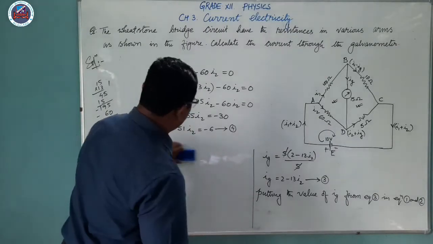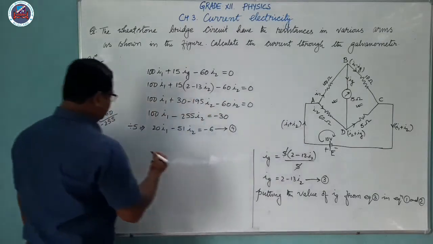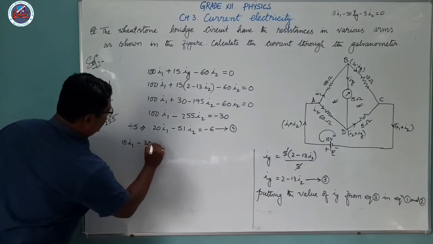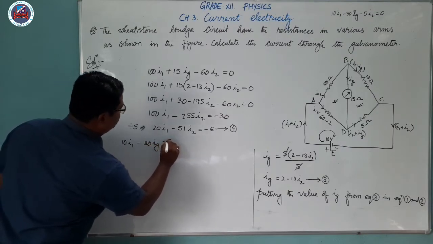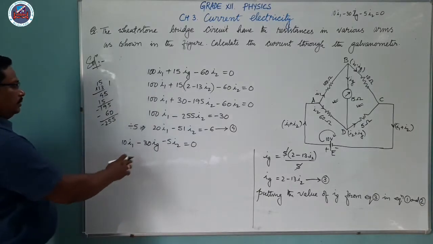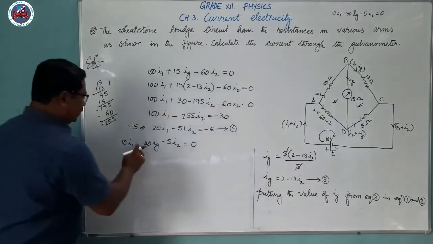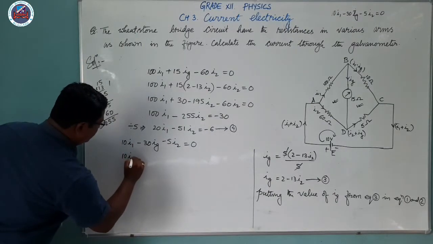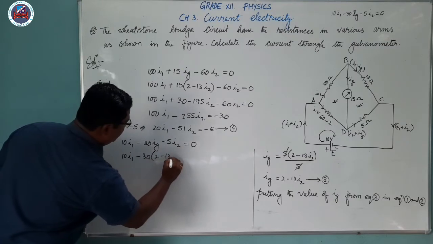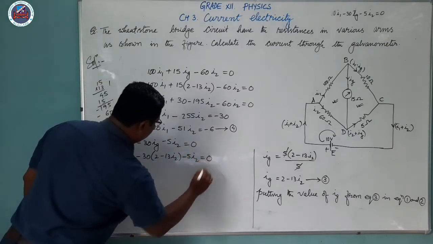Now, we'll put in equation number 2 as well. Then I1 minus 30Ig minus 5I2 is equal to 0. So here also we'll put in the value of Ig. Then you will get like this: 10I1 minus 30, Ig is 2 minus 13I2, minus 5I2 is equal to 0.